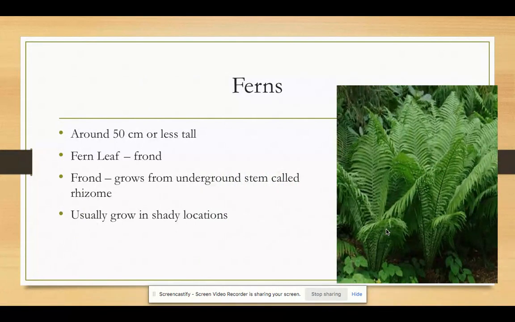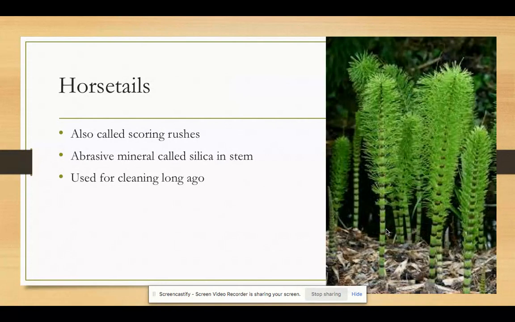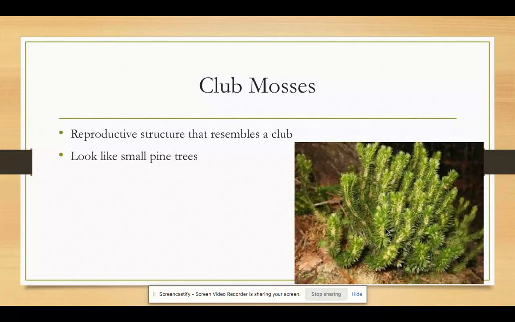Ferns are about 50 centimeters or less tall. The fern leaf is called a frond, and the frond grows from an underground stem called a rhizome. And these usually grow in very shady locations. Horsetails are also called scouring rushes. They have an abrasive mineral called silica in the stem, and these were used for cleaning a long time ago. Club mosses have reproductive structures that resemble a club, and these kind of look like small pine trees.